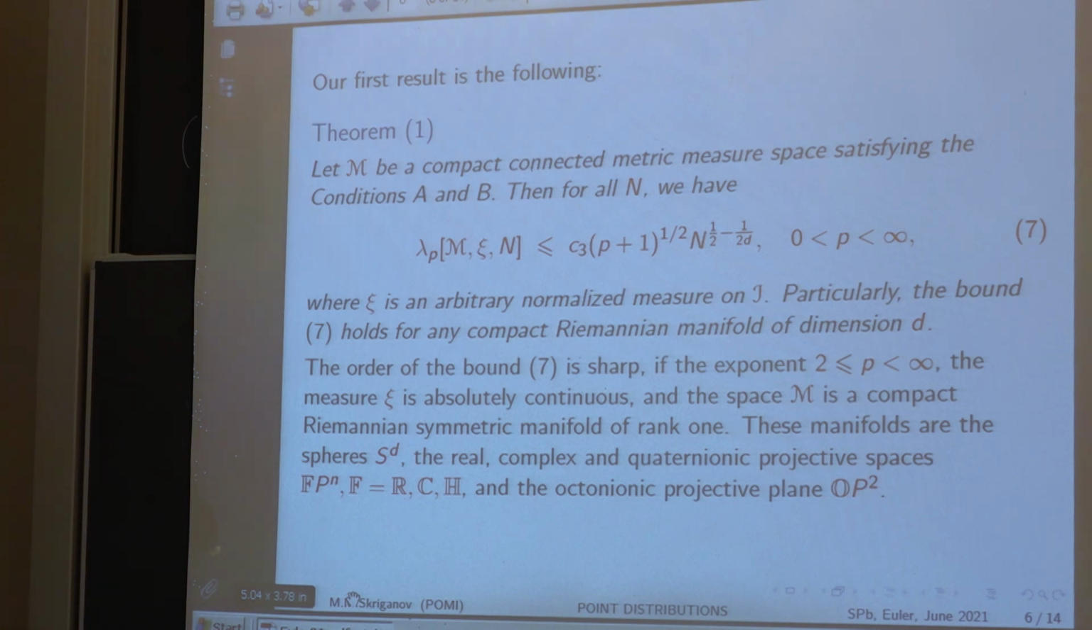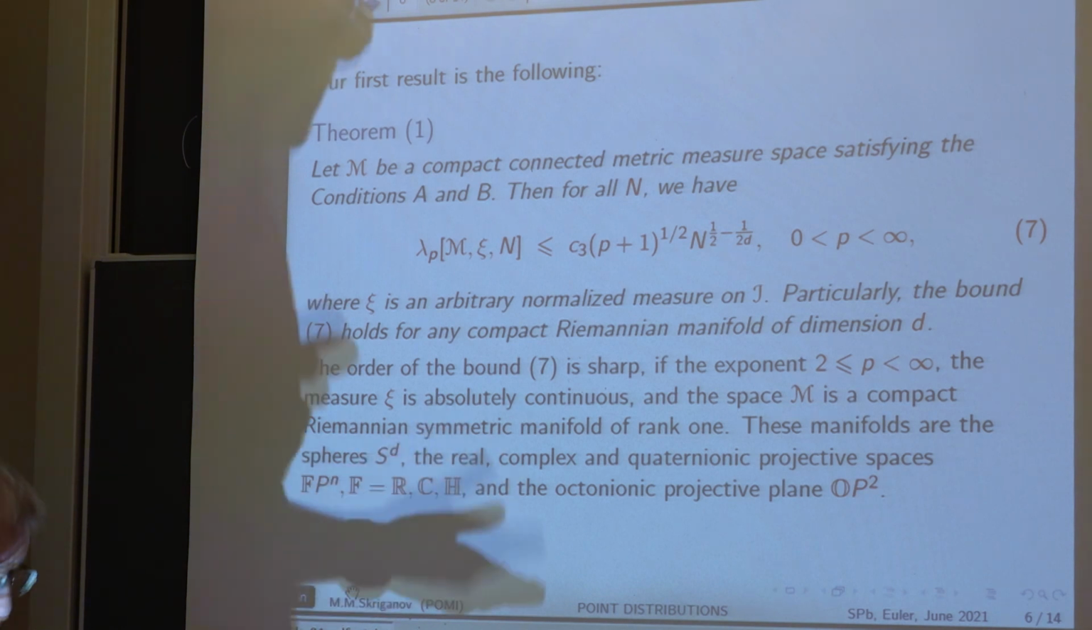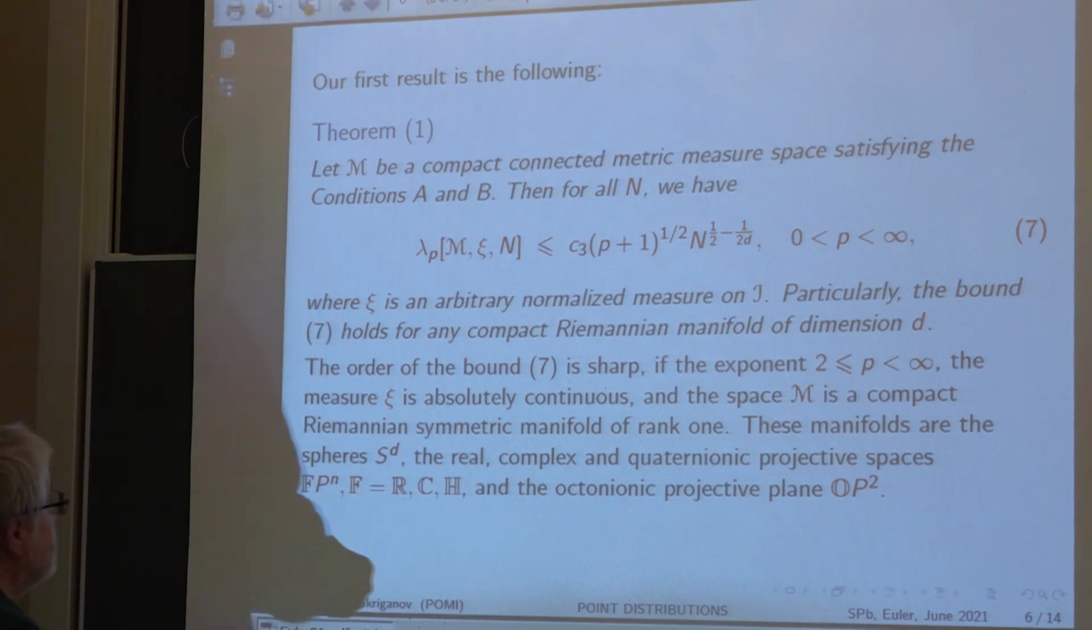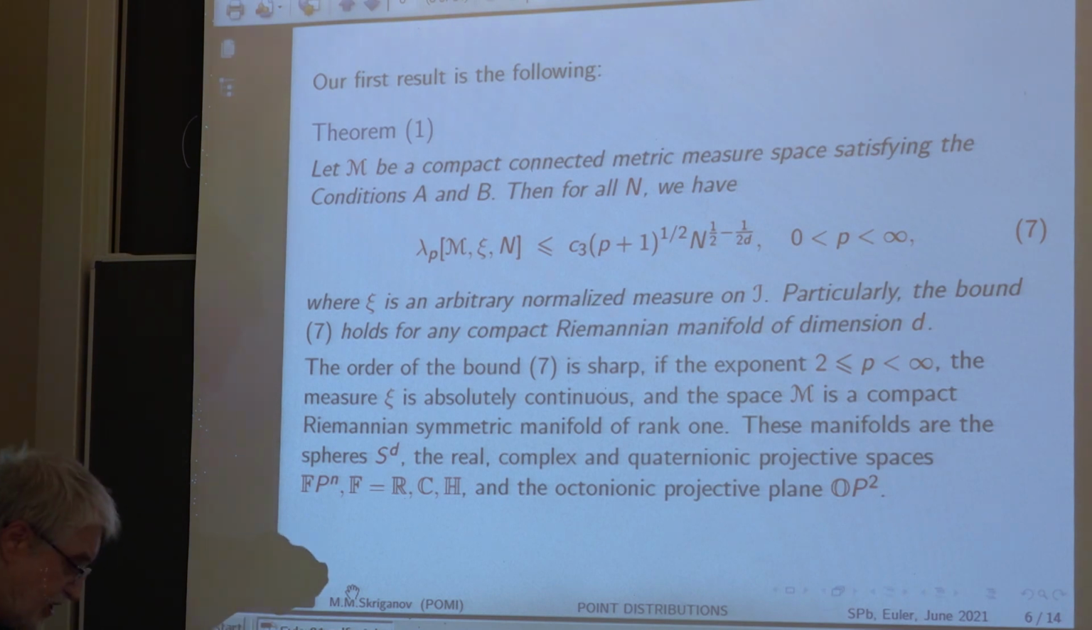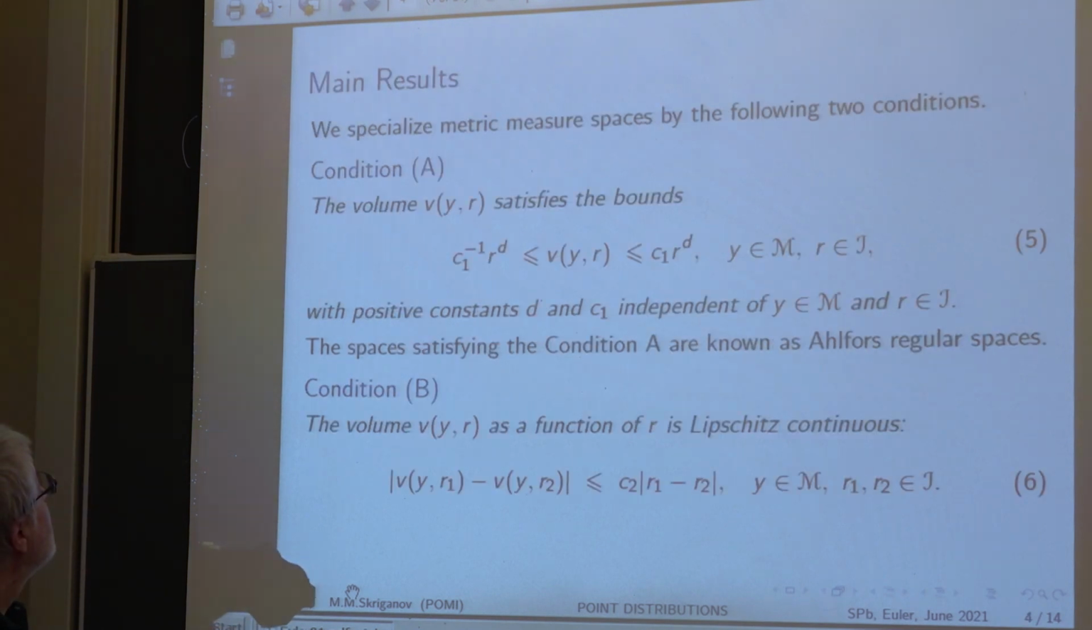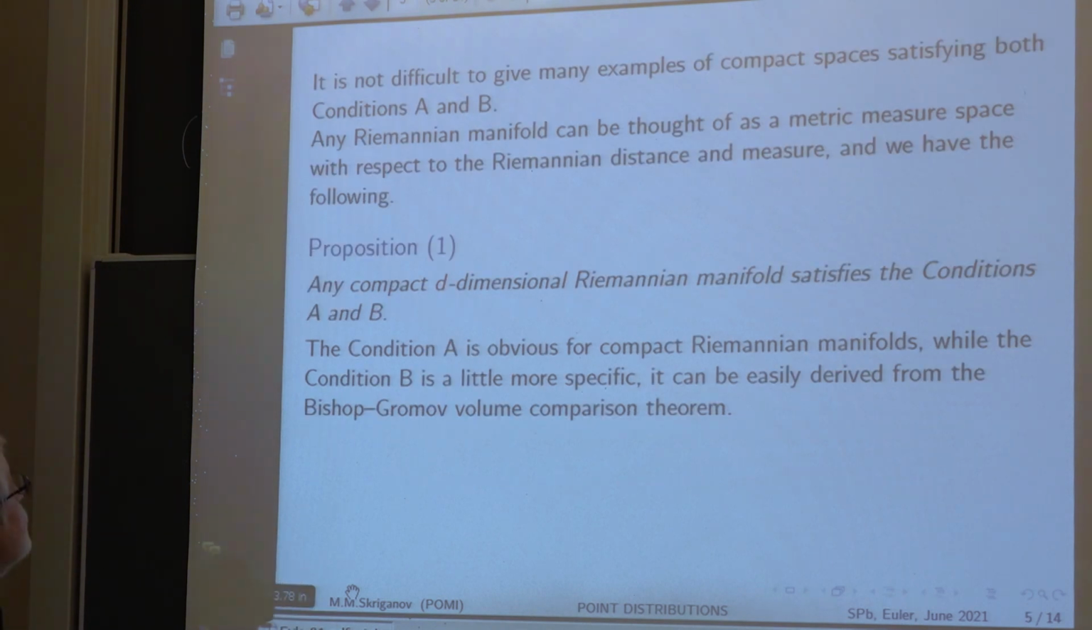And the problem is whether the conditions A and B are satisfied for Riemannian manifolds, for all Riemannian manifolds. The first condition, as I told you, is easily satisfied. But the question is about this condition. And fortunately, it's true. It's also true that both conditions A and B are satisfied for an arbitrary d-dimensional Riemannian manifold.